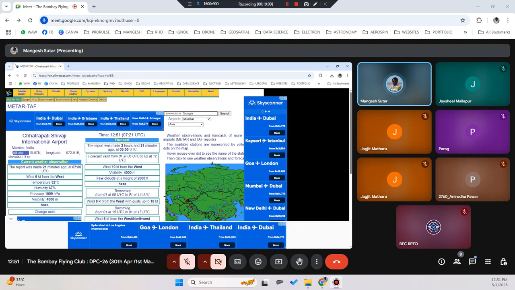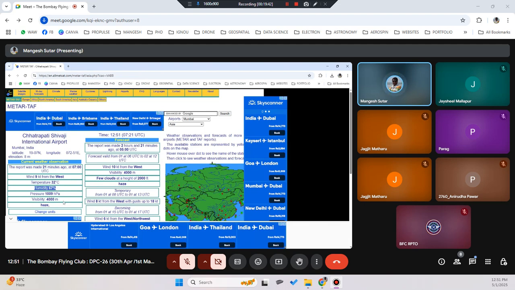I told you the Mumbai latitude is 19 degrees, longitude is 72 degrees. Elevation is 8 meters, so from sea level the airport is at 8 meters of elevation. What is the current weather observation? The report was made 21 minutes ago. Wind is 9 knots from the west. Temperature is 32 degrees. Humidity is 67, which is very high. Pressure is standard.